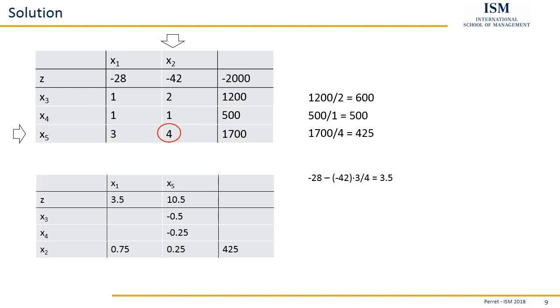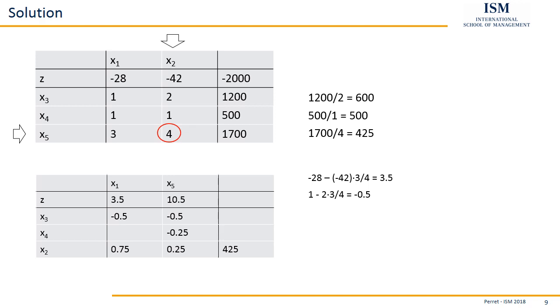In the same fashion we can follow for all the other entries. So for the entry with x1, x3, before we had 1, then we go 1 minus the corresponding element in the pivot column, which is the 2. The corresponding element in the pivot row is 3. So we go 1 minus 2 times 3 divided by 4, because 4 is the pivot element. Again, if we enter this into our calculators, we get as a result minus 1/2.